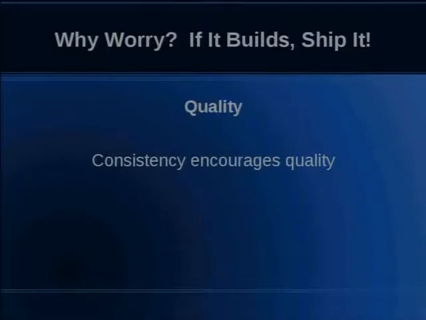And now we come to the question of, why worry? It's documentation. Even if it was a program, if it builds, ship it. Good enough. I mean, it's documentation. It's secondary, right? Consistency in the documentation encourages quality in the documentation and in the programs themselves. You want to have that high, consistent level of quality, or the end user and other users will be disappointed by varying levels of quality.